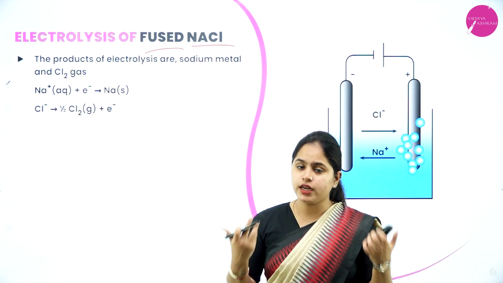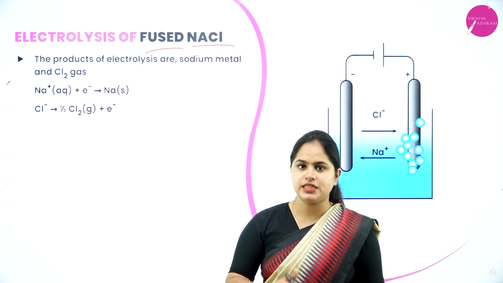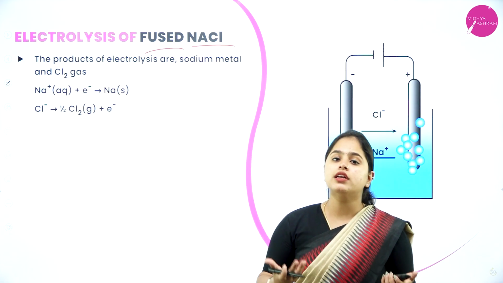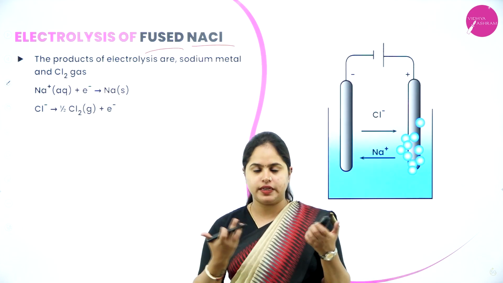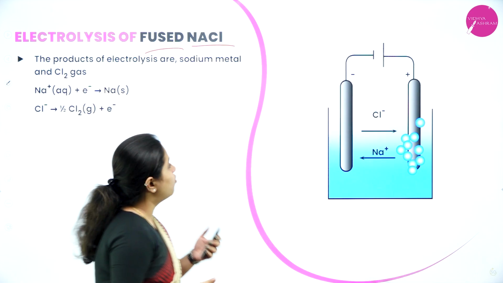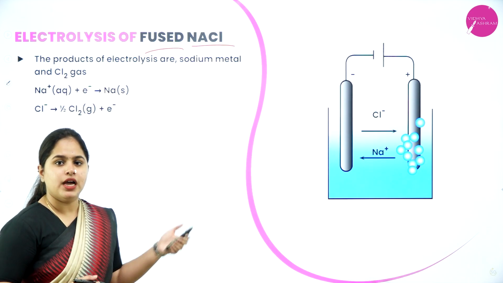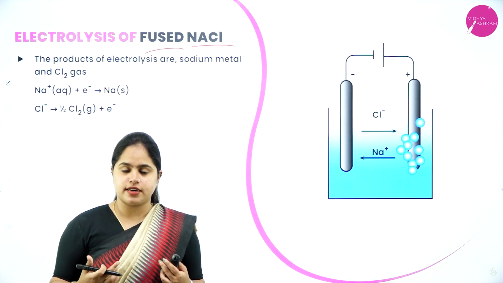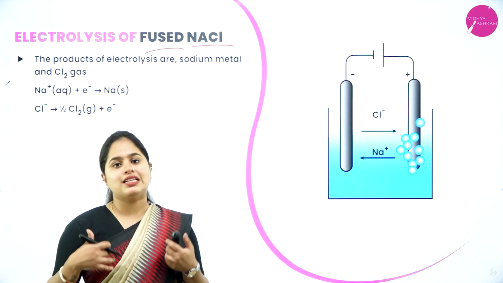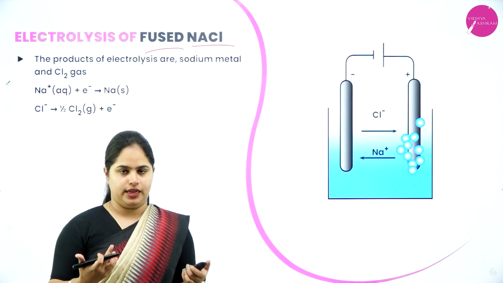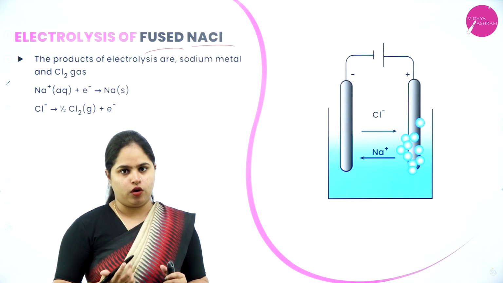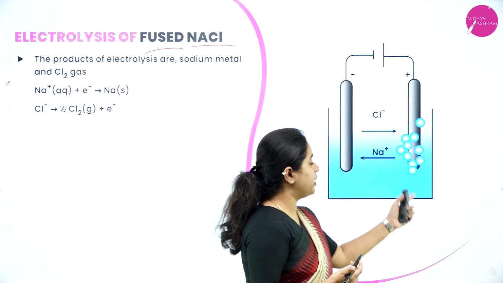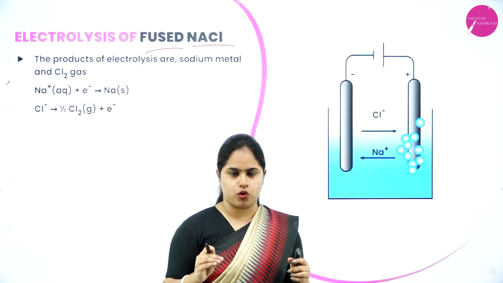So there are only 2 ions in here, Na plus and Cl minus. So the products will be formed only with these two ions, right? So what will be the process happening here? During electrolysis, we have already studied that there will be deposition or liberation of any gas or substance at the electrodes.